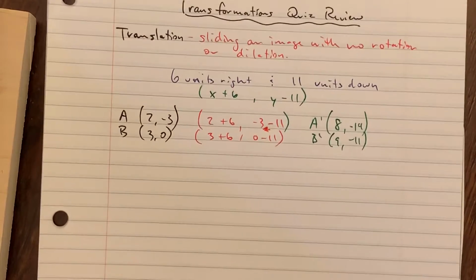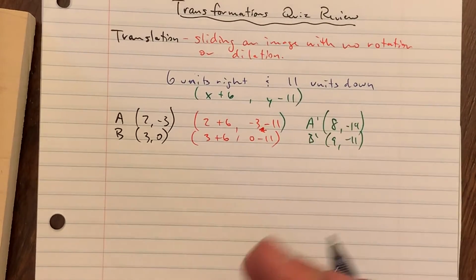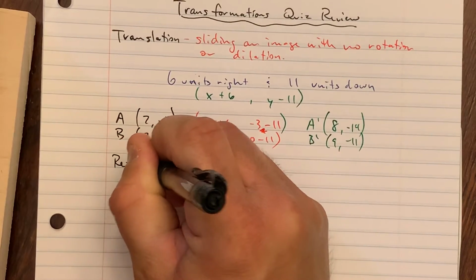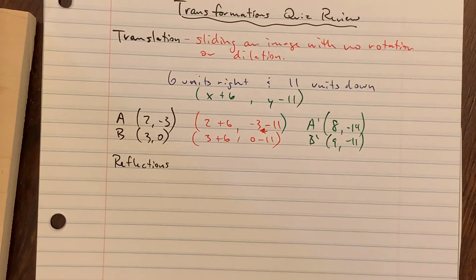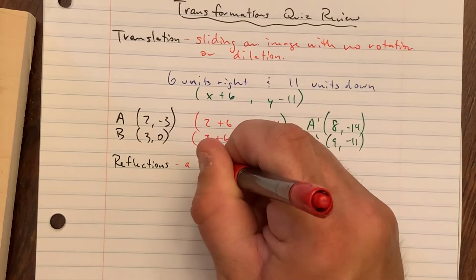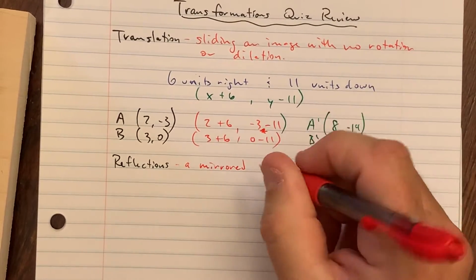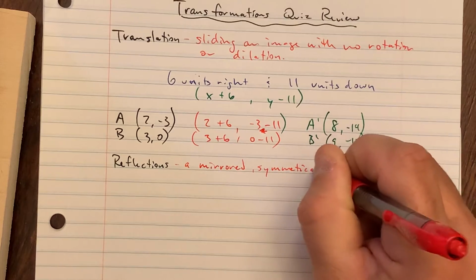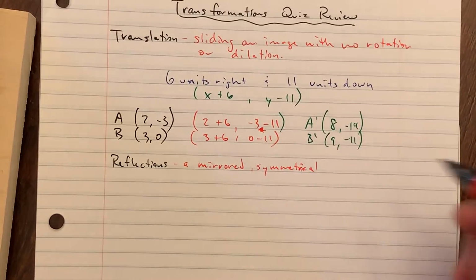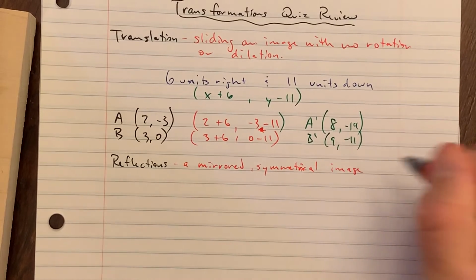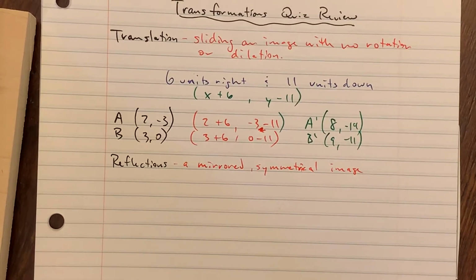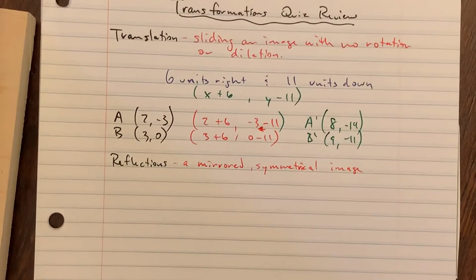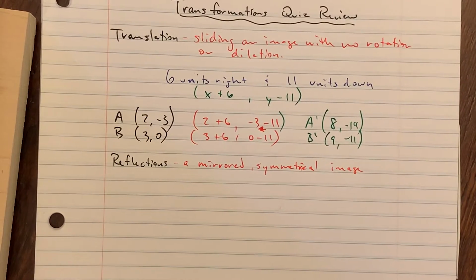All right. Our other type of transformation that we've learned that we're going to talk about today only is reflections. And we define reflections as a mirrored, symmetrical image. This is where we're just going to flip it from one side to the other, either over the y or over the x.